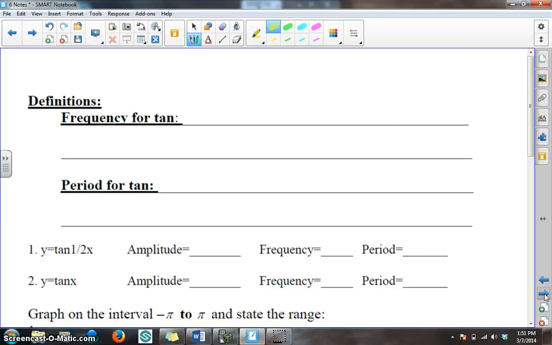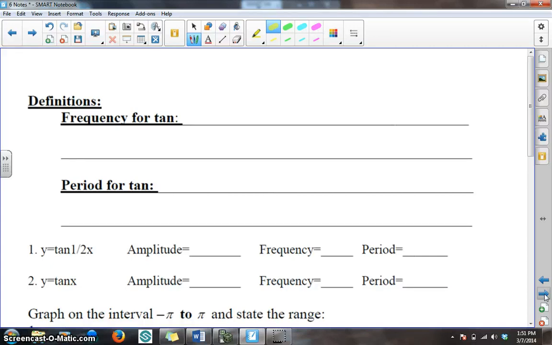I do, however, want you to use the amplitude, frequency, and period definitions without the calculator, and that's because they're pretty basic and very, very similar. In order to get these definitions down on paper, I'm going to ask you to flip back to, I believe it's page 32, to your tangent graph, and take a peek at your tangent graph.